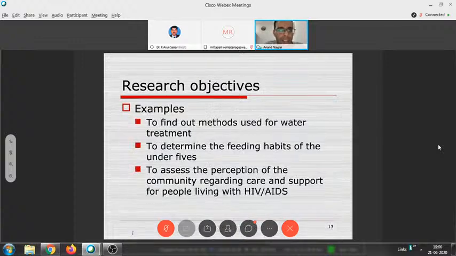So the example is, the research objective should be to find out the methods. You can see over here, if you are interested, to find out the methods used for water treatment, to determine the feeding habits, and to assess the perception. So this is what you can say: what you will do, what practical aspect and objectives should be there, and what you will conclude with the study. These 4 or 5 objectives should be there in your thesis as well as in your proposal.